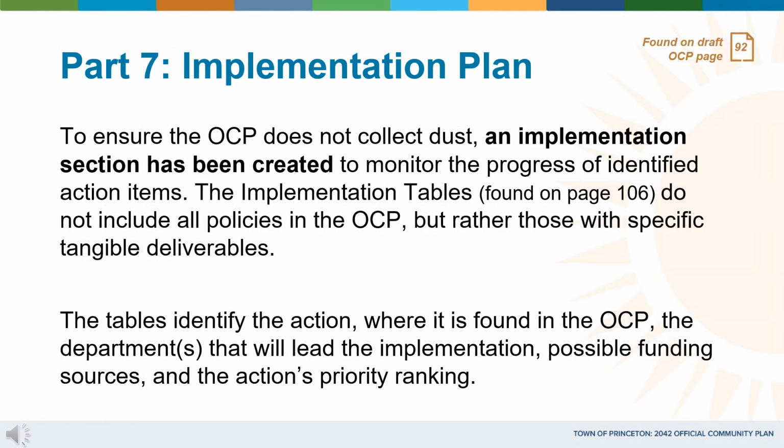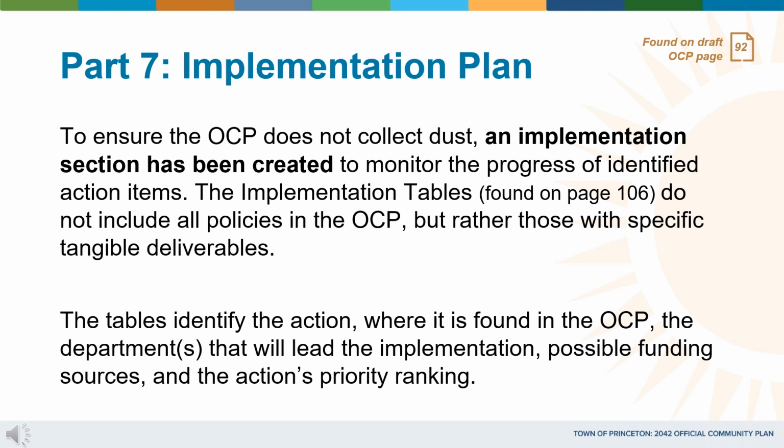To ensure our OCP does not collect dust, a new implementation plan has been created. Found on draft page 92, this implementation plan has been created to determine whether the OCP is meeting the needs of the community and to monitor the progress of identified action items. This is accomplished through the implementation tables found on Schedule M, page 106. It is important to note that the implementation tables do not include all supporting policies in the OCP, but just ones with specific targets and deliverables.